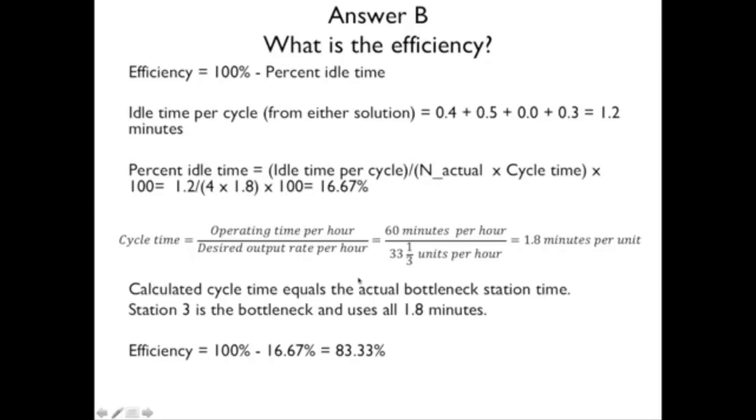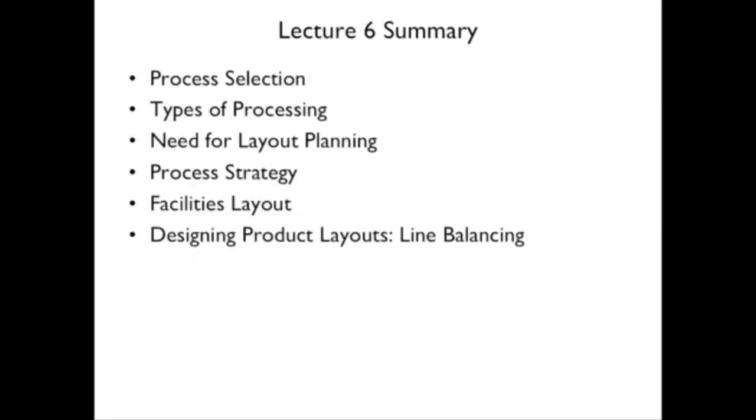This is the cycle time calculation. We already did that. So the calculated cycle time actually equals the actual bottleneck station time. So station 3 is the bottleneck, and it uses all 1.8 minutes. Had that been, say, 1.7, then you could actually get more done than the target. So the efficiency is 100% minus 16.67%. So that's 83.33%.